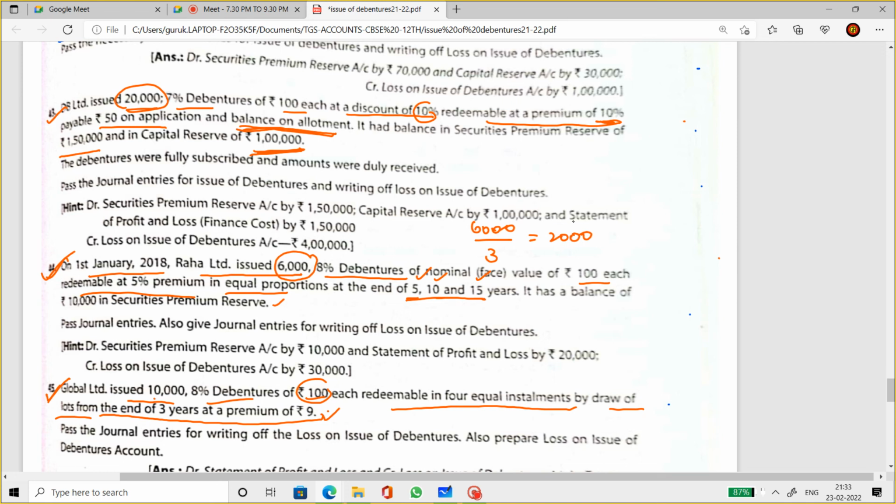Now where is the SPR fund here? No SPR fund given, no capital reserve given. So what do we do then? We have to transfer the loss to the profit and loss account. So profit and loss account debit to loss on issue of debentures.